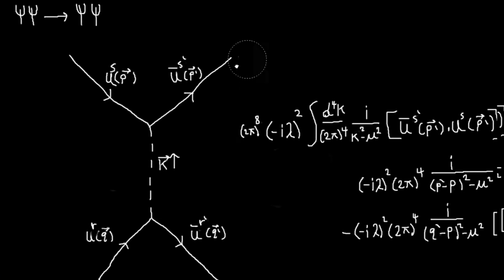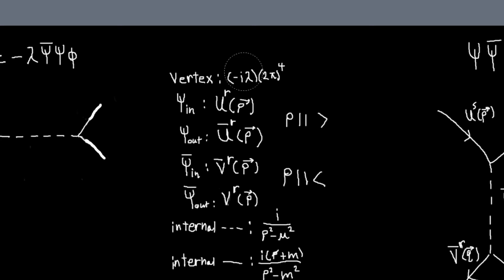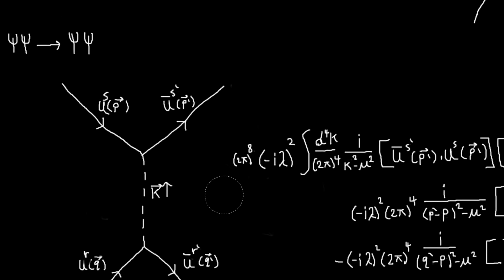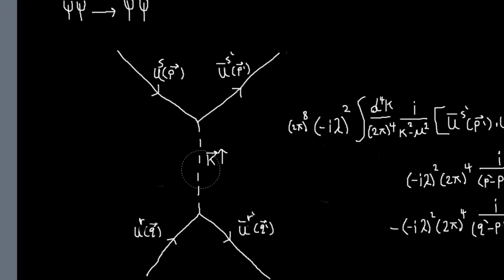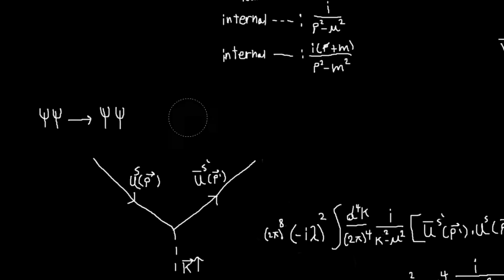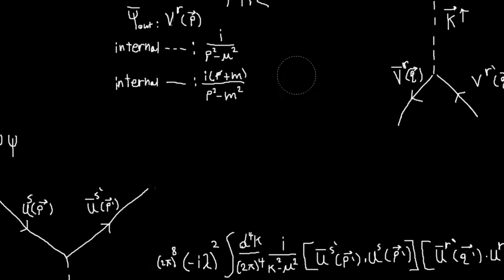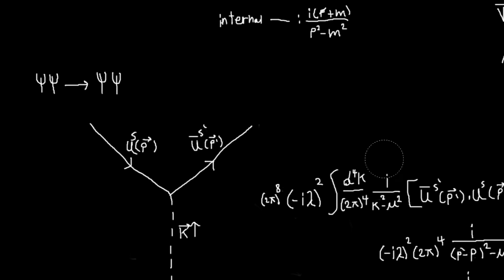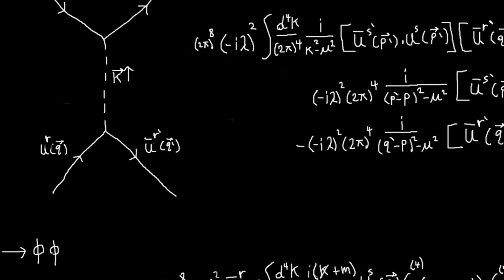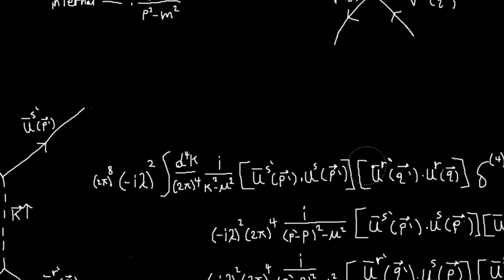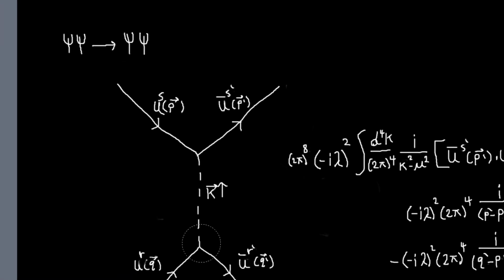And so now what we do is for each vertex, we need a factor of negative i lambda and a 2 pi to the fourth. So I have that here. And then we have an internal line that is a dotted or a dashed line. So it's the phi propagator. So that's why I have that here. And then we have our contractions. So again, I'm just contracting this and this and this and this. So that's there. And then we have delta functions that just enforce conservation of momentum at each of the vertices.